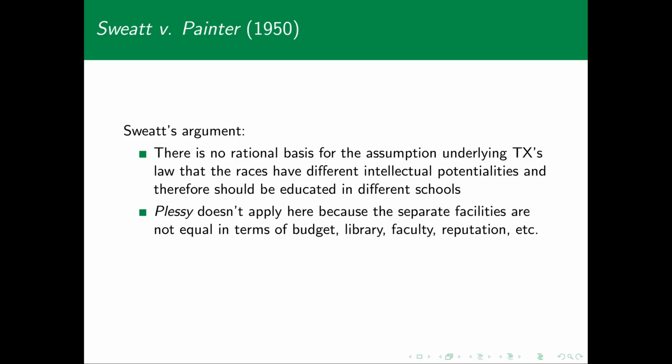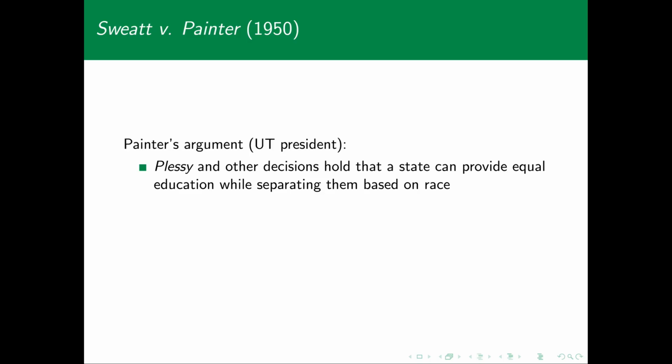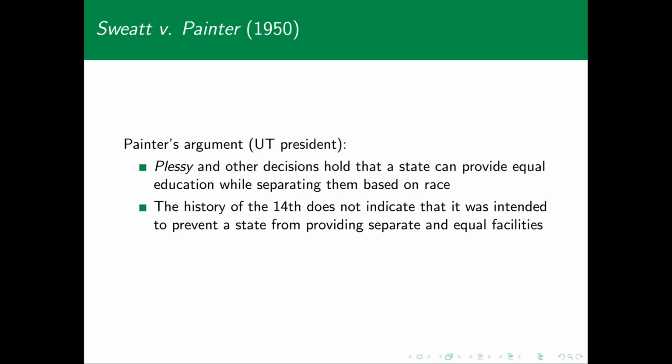Sweat also says if the court decides that Plessy is applicable, they should overrule it. It's unconstitutional. Painter, who is at the time the UT president, says Plessy and other decisions create separate but equal, and that's fine, provided that they're equal. The history of the 14th Amendment, Painter claims, does not say anything about the intention to integrate schools. The 14th Amendment does not require, and there's no historical record that indicates that it should require, a state to integrate or to prevent them from creating separate but equal facilities.